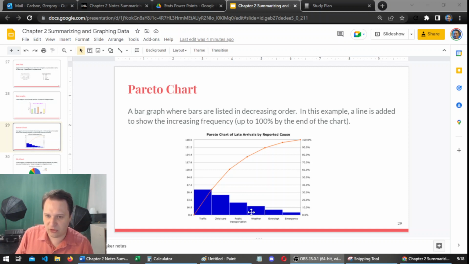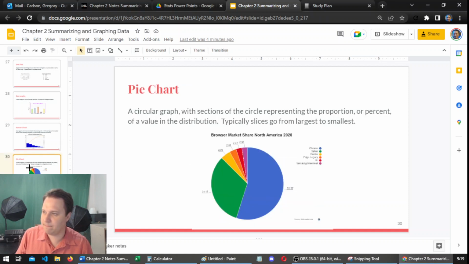And so these show you the total of each category, and this shows you the total frequency, the cumulative frequency. So it starts growing big, and then it tapers off as the amount we add gets lower and lower. And notice that by the end, it's at 100% because we've added all of our data together. So that's a Pareto chart.